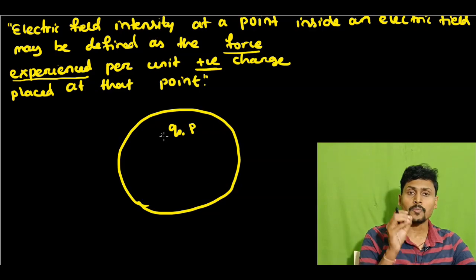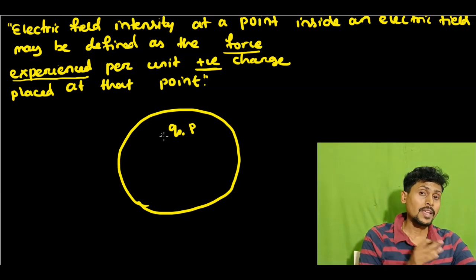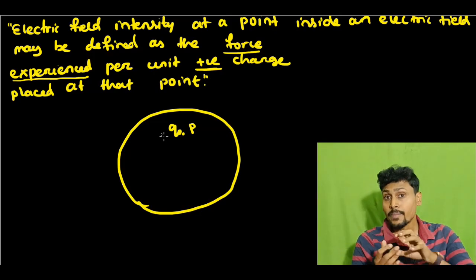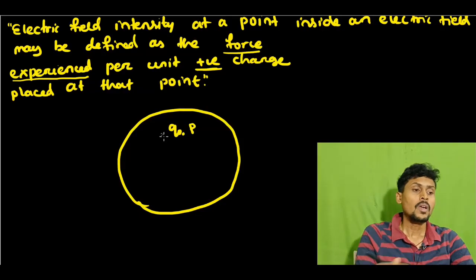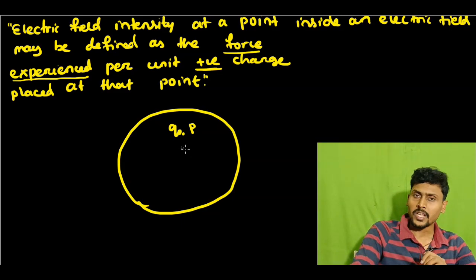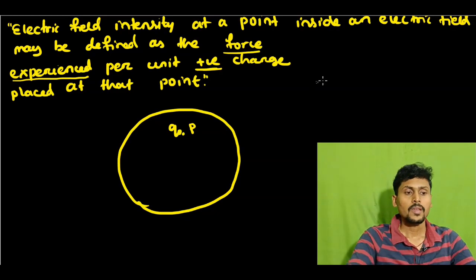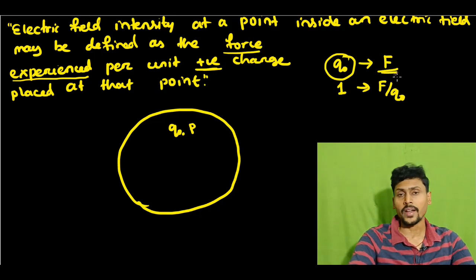I had told you that to measure the electric field intensity, we have to use the test charge. And remember that the magnitude of the test charge is not necessarily 1 coulomb. It may be 1 microcoulomb, it may be 1 nanocoulomb, provided the source charge is very large compared to it. Suppose I place a test charge Q naught at the point P and it experiences a force F. So a Q naught charge experiences force F. So a unit charge will experience how much force? F by Q naught.